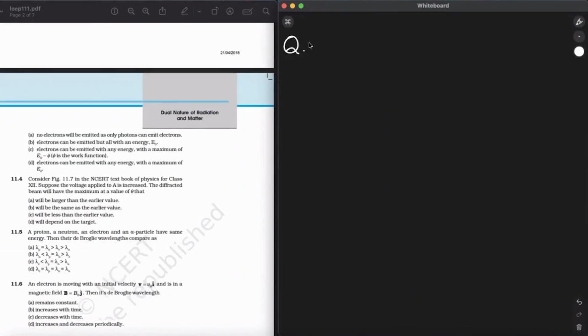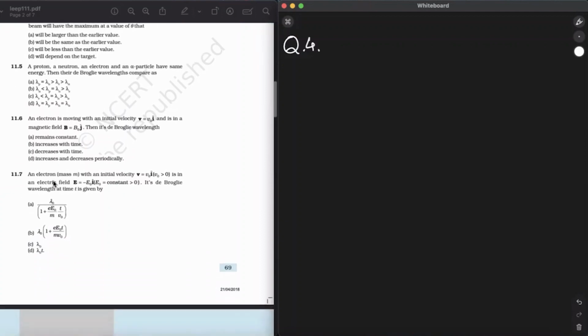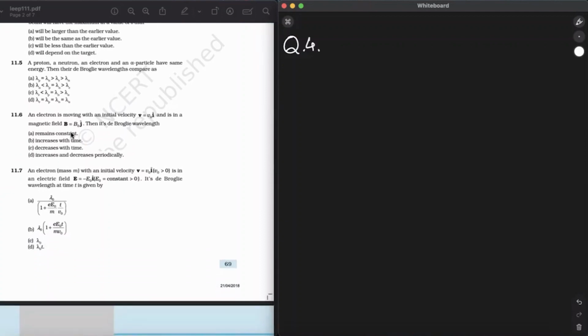Now question number 4. We have to consider a figure, but I don't have any figure over here right now. So we can do this afterwards after I see what figure is there, because you have to open the NCERT textbook for this, since the figure is not given over here. Now, moving onwards to the next question.